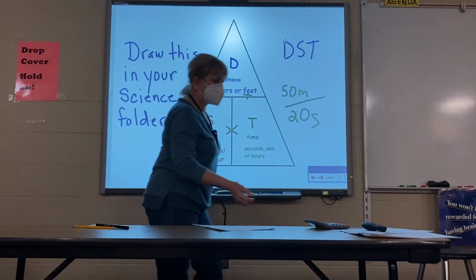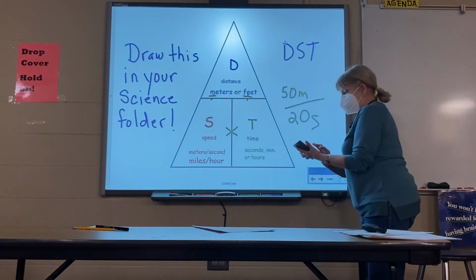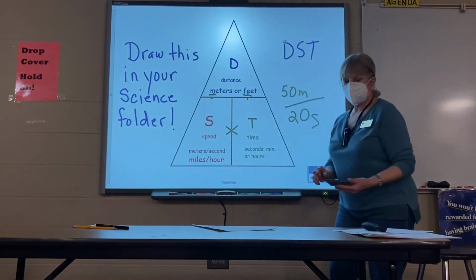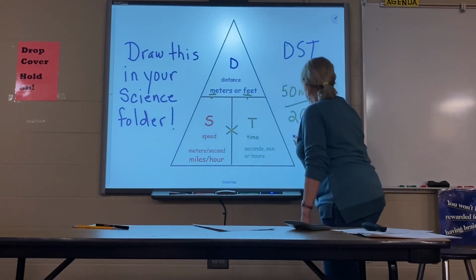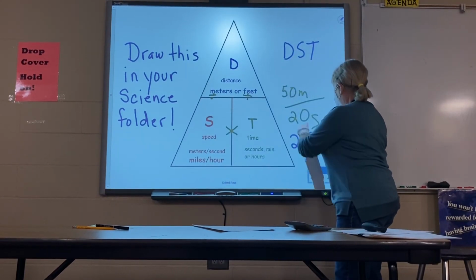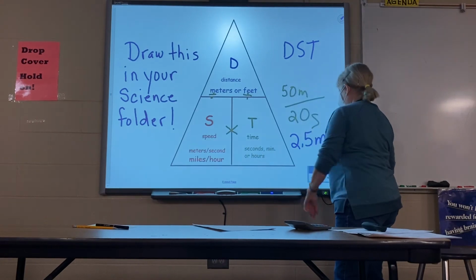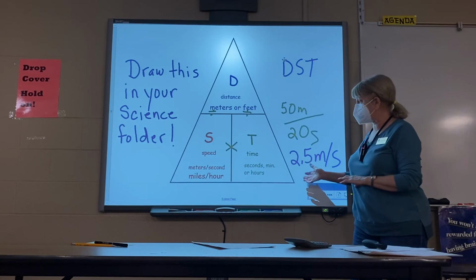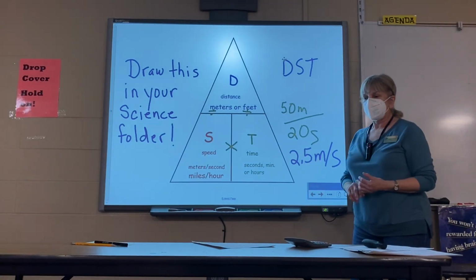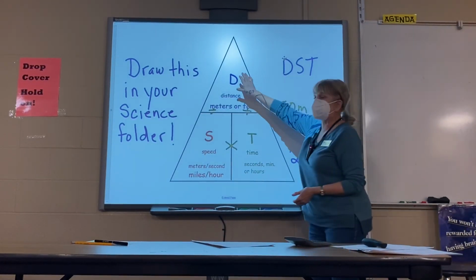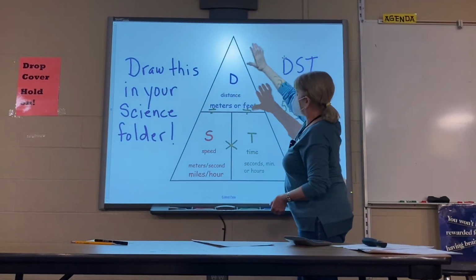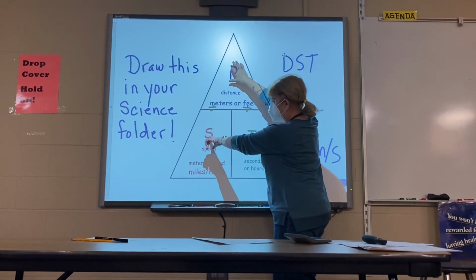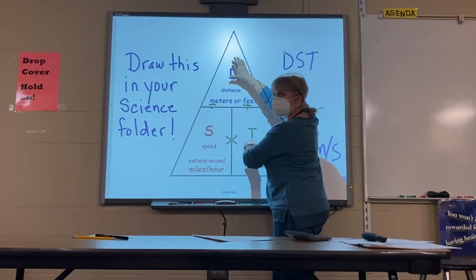Whatever I'm solving for is the thing I'm going to cover up, and I plug the other 2 values in, and it shows me how to do this math. Okay, so then, let me get the calculator out. 50 divided by 20 is equal to, my answer is going to end up being 2.5 meters per second. Okay, that's how I would use that triangle to calculate for speed. If the question asks me to solve for distance, then I'm going to cover that up. And now instead of doing a divide problem, I'm going to take whatever the speed and the time is and multiply them together.